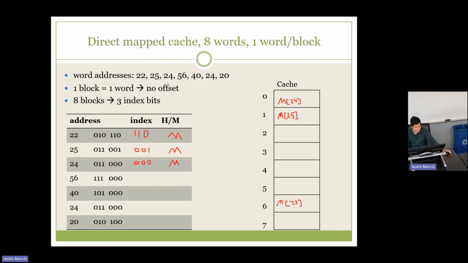Address 56. What is my index? What's the index? Yes, again, 0, 0, 0. There is something here. What's wrong? It's not a match. So what do I do with this now? Bye-bye. Right? They fight over it. And memory at 56.